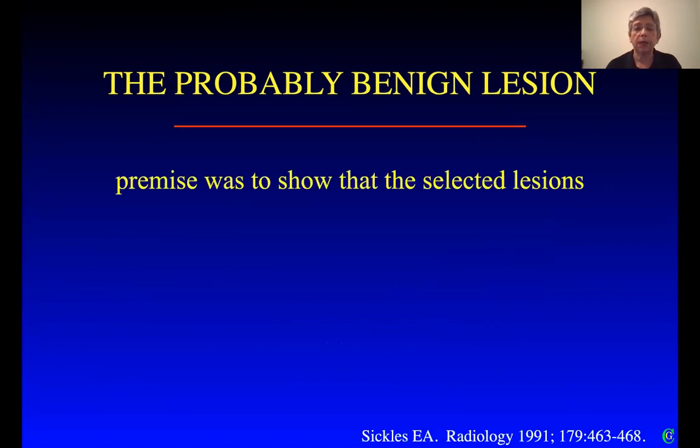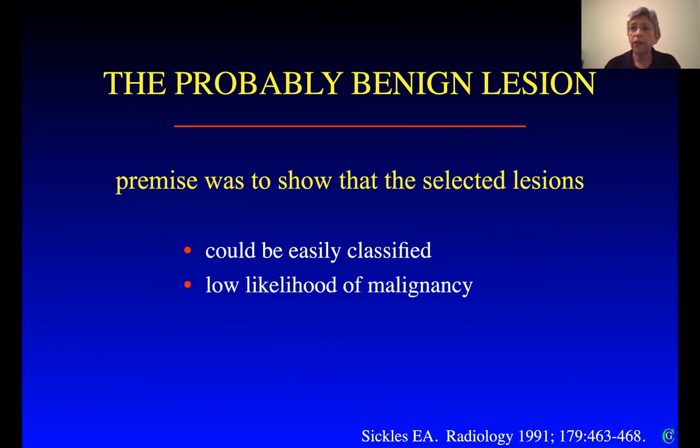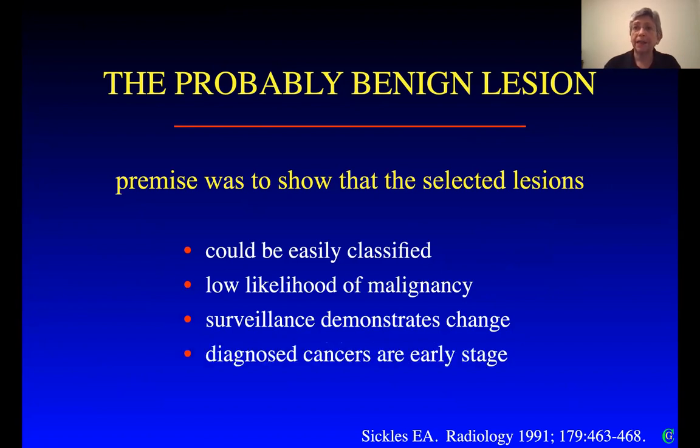The premise that these authors investigated is they wanted to show that if they selected lesions in a very specific way, they had to be lesions that could be easily classified. They had a low likelihood of malignancy. They weren't going to be following cancers, in other words. Surveillance or follow-up would demonstrate a change with these lesions. And at the point at which the cancers were diagnosed, they still needed to be in early stage. In order for this concept to work, you need to have cancers that are diagnosed at early stages.